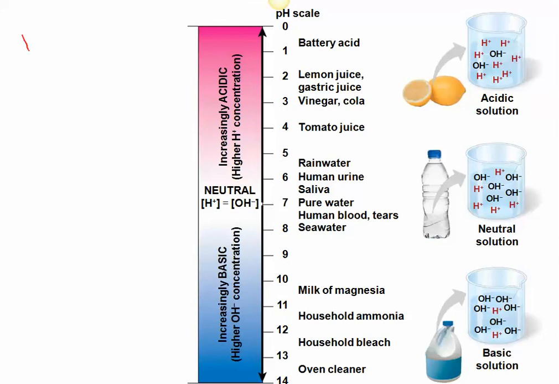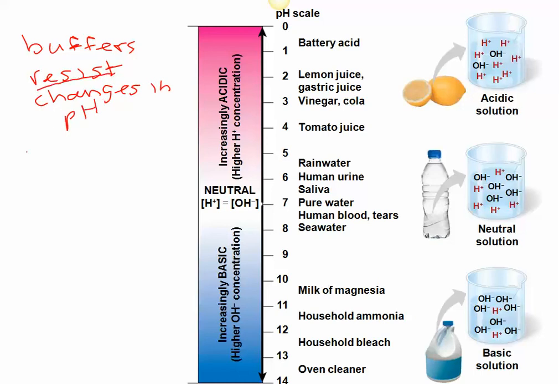So what are buffers? Buffers resist changes in pH. And by resisting changes in pH, buffers help to maintain pH, which is very important for homeostasis. And in class, we talked about our blood pH being about 7.4, and it can be at 7.4 because we have buffers in our blood to help maintain that pH.